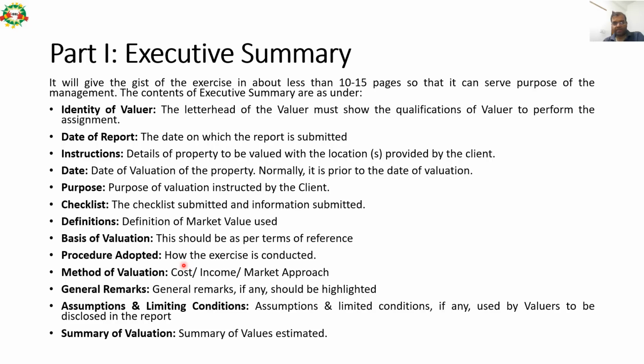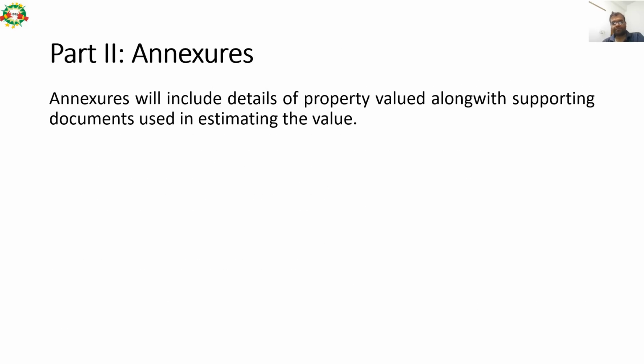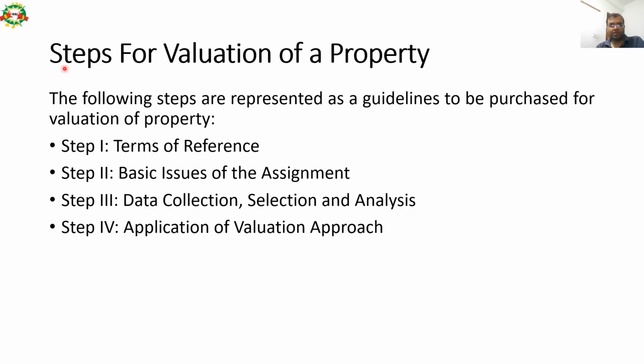So how the exercise is conducted, the procedure adopted by the valuer: market approach, income approach, cost approach. Then general remarks, if any, should be highlighted. Assumptions and limitations and conditions, if any, used by the valuer should be disclosed in the report. And finally, the summary of the valuation, the summary of value estimated. Part 2, which is annexures, will include details of the property valued along with supporting documents used in estimating the valuation.